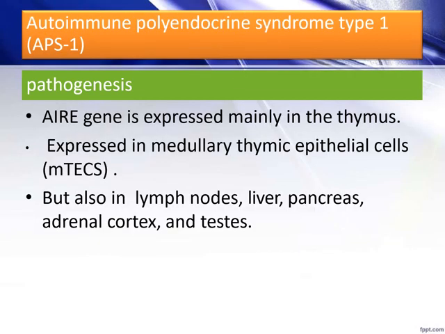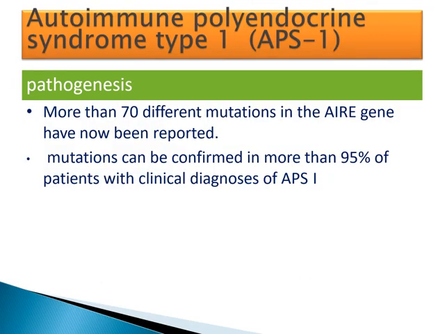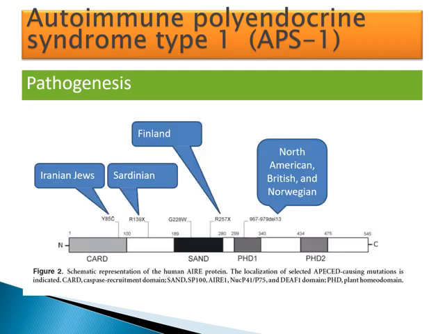This gene is expressed mainly in the thymus, in the medullary thymic epithelial cells, but also in lymph nodes, liver, pancreas, adrenal cortex, and testis as well. More than 70 different mutations in the AIRE gene have now been reported. Mutations can be confirmed in more than 95% of patients with the clinical diagnosis of APS 1. We have discussed the prevalence.